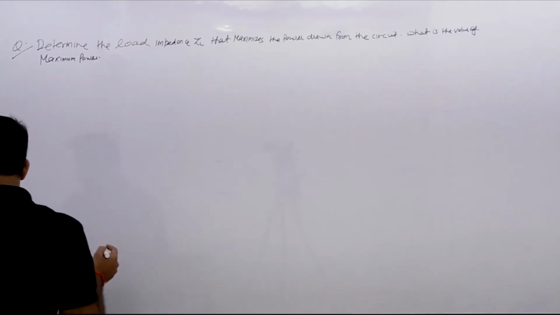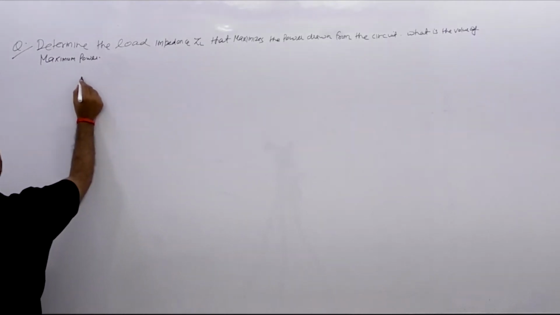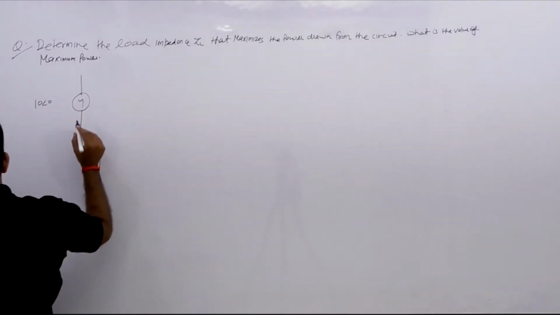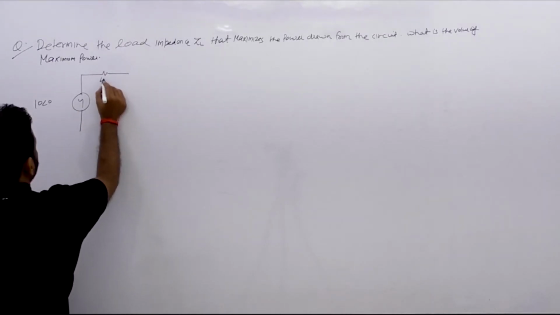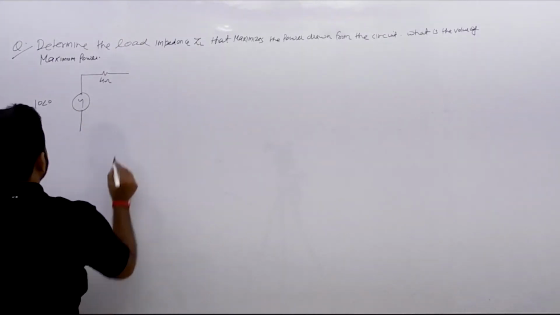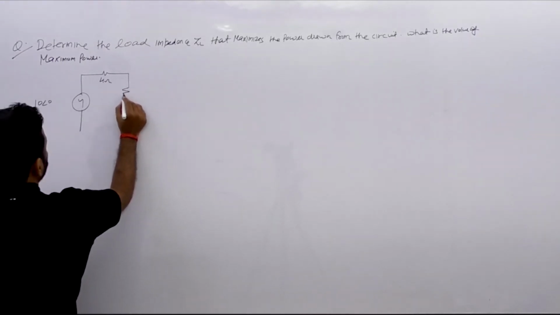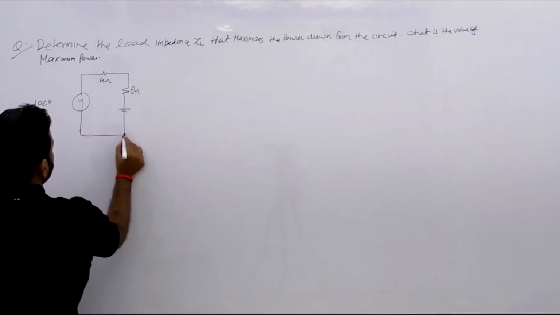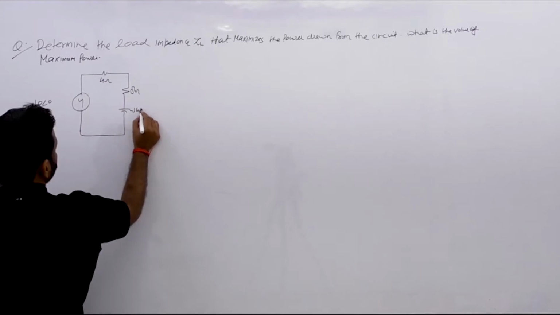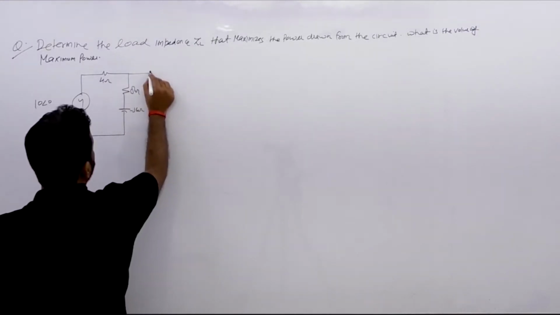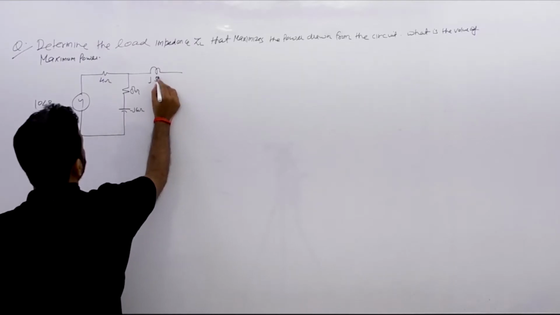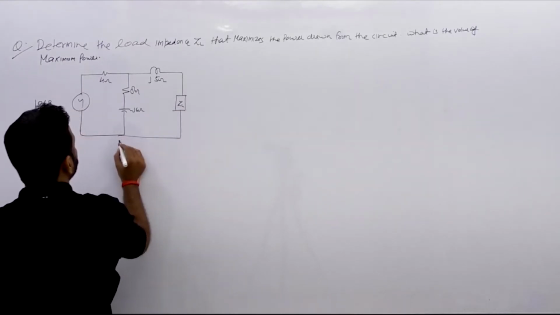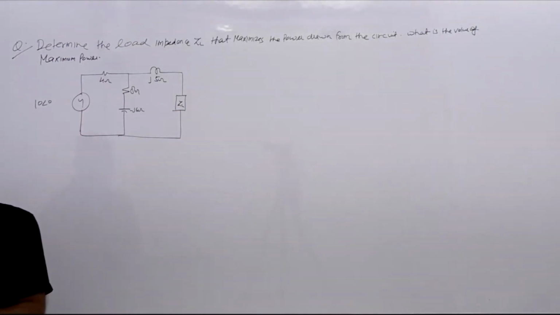So let's draw the question. We have a source with ten angle 0 degree. Then we will have 4 ohm resistance. Then we will have 8 ohm in series with a capacitor whose value is minus j6 ohm. Then we have j5 ohm, and lastly we have the load impedance. Okay, so this is the question that we have to discuss.